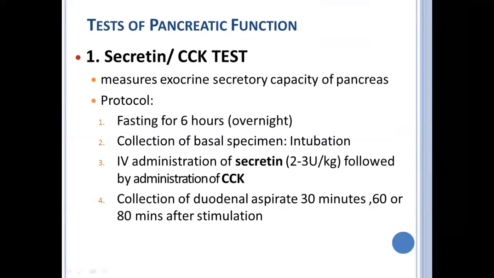Tingnan natin kung nakakapag-release ba ng pancreatic enzymes ito. So, protocol, paano ginagawa ito? Fasting for 6 hours yung pasyente or overnight fasting. Pagkatapos niyan, magko-collect ng specimen. This is invasive. Kaya ito hindi masyadong gusto ng mga tao kasi this is invasive.